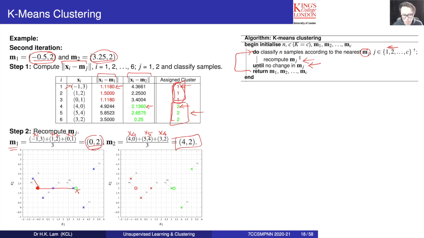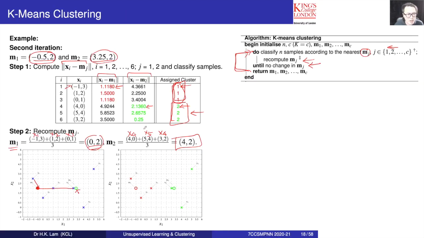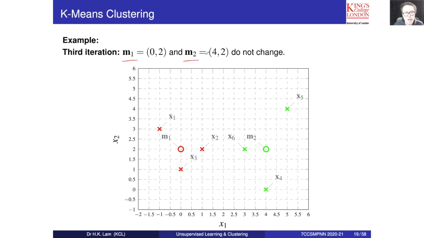We do not stop, and we go back to the top. We enter the third iteration. Repeat this process. We find that m1 and m2 do not change. These two, m1 and m2, are exactly the same as we obtained in the second iteration. So we stop and return m1, m2 as the cluster centers found by the algorithm.